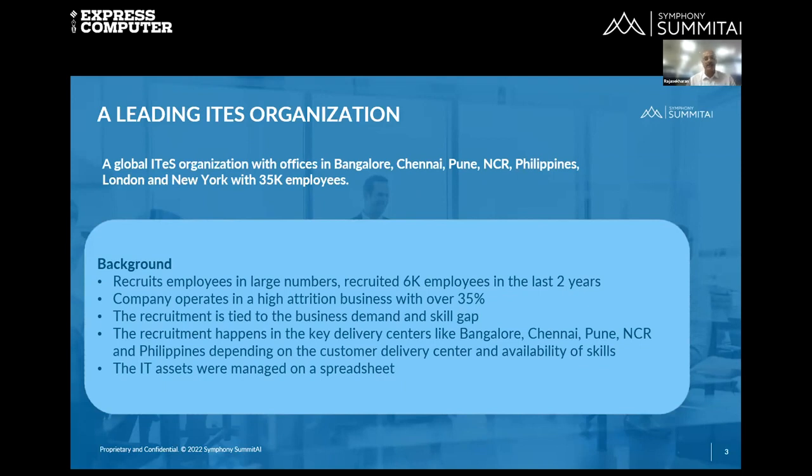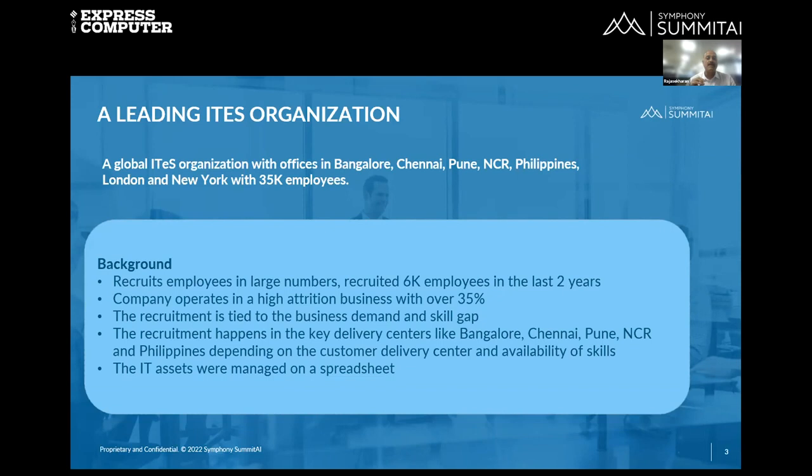This is about a leading global ITES organization with multiple offices in India, London, US, and Philippines, and with 35,000 employees. They recruit people in large numbers. If you really look at the last 2 years, they've recruited over 6,000 employees. And specifically, since they operate in the ITES business, the attrition rate is very high compared to the rest of the industry. The attrition rate can be anywhere from, say, 30 to 35%.